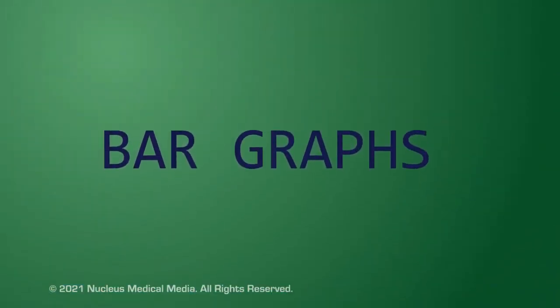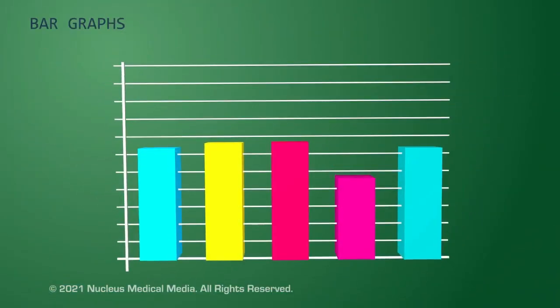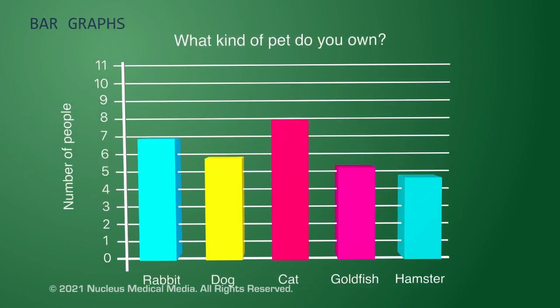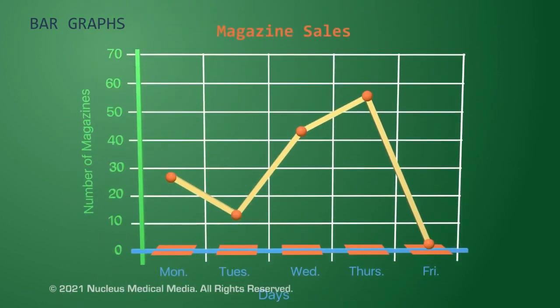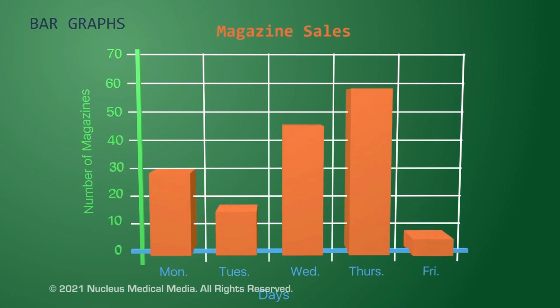Now we move to bar graphs. A bar graph can compare different groups, such as the number of people who own different pets. Like line graphs, a bar graph can also track changes over time.